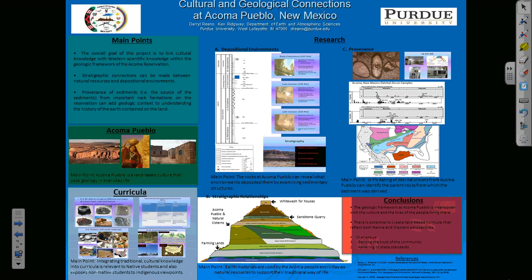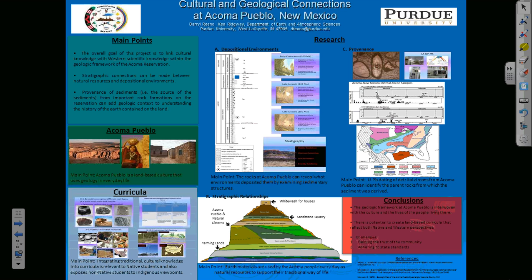On the verse, this is from a poster that he gave at the Geological Society of America, and you can see the title, Cultural and Geologic Connections at Acoma Pueblo, New Mexico. On the one that he gave to the tribe, he has certain clays, because they're great potters, basically. His parents are potters. This is his aunt right here.